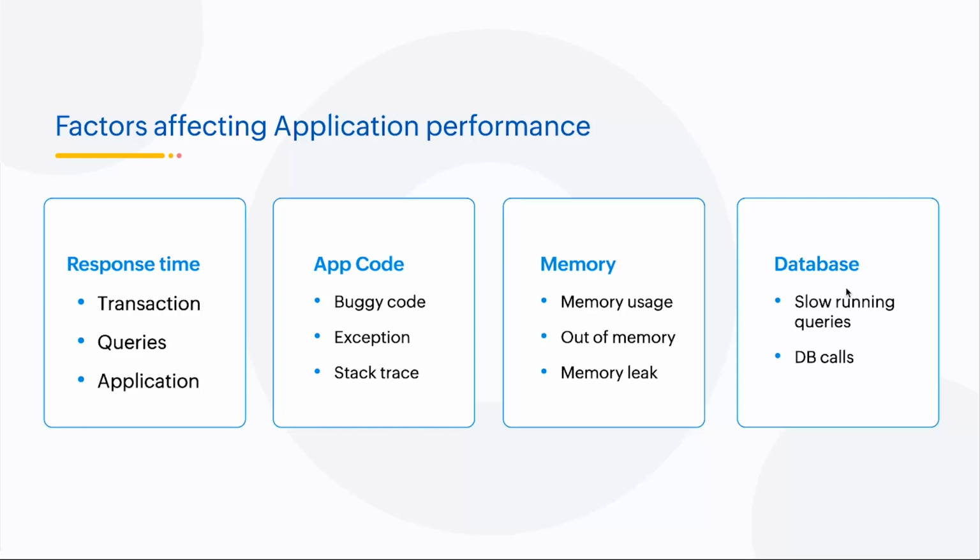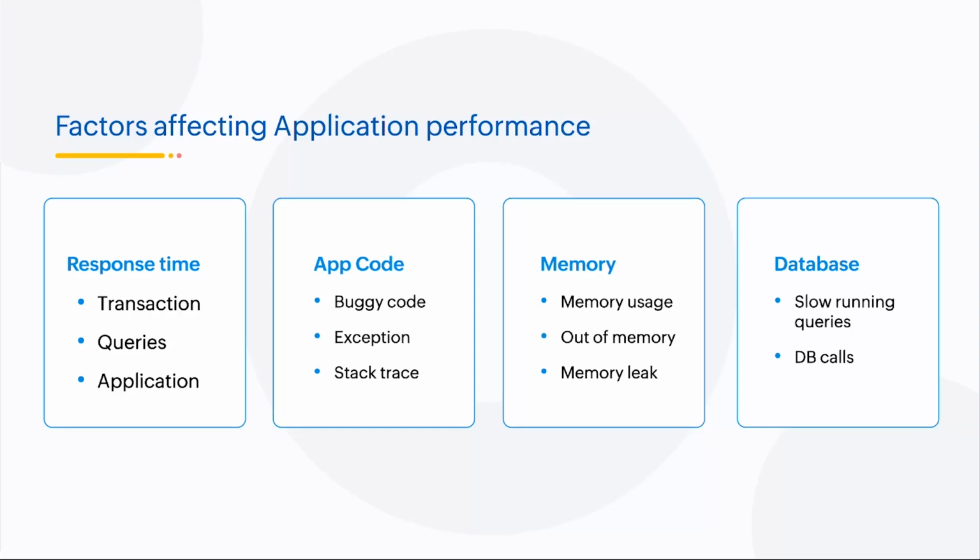So second, we have application code. So bugs or inefficiencies in application code can lead to performance degradation, unexpected behavior or crashes, and excessive exception handling. So frequent exceptions may indicate recurring issues that need attention. So when errors occur, stack traces provide insights into the sequence of function calls leading to the issues. So analyzing these stack traces can help identify and resolve performance bottlenecks in the code.